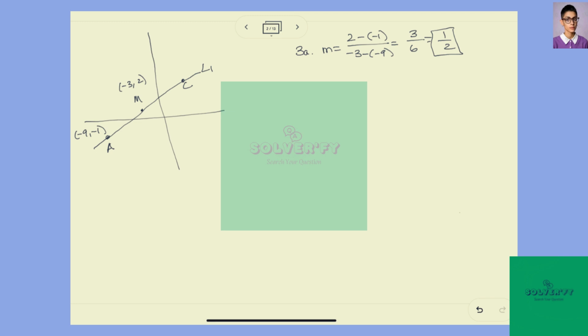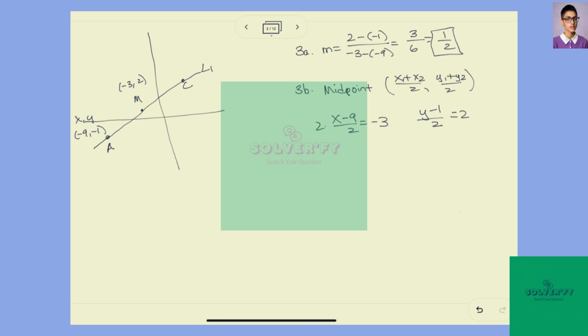Now I'm told M is the midpoint of AC, and I want to find the coordinates of C. So to find the midpoint, you add the x coordinates together, divide by 2, add the y coordinates together, and divide by 2. Since I have x and y coordinates and the midpoint, I can make an equation. (x minus 9)/2 equals -3, and (y minus 1)/2 equals 2.